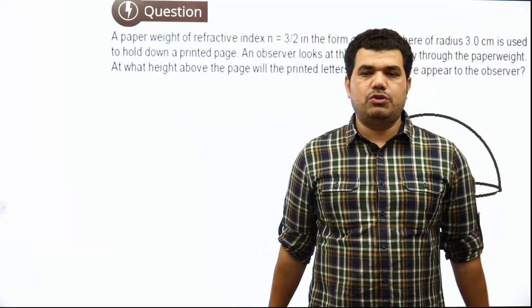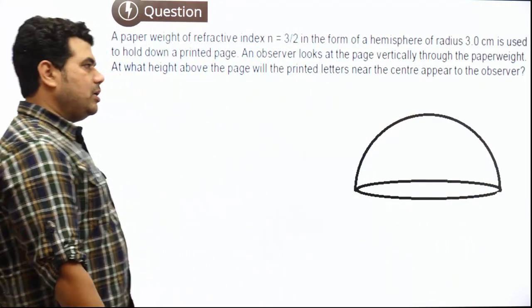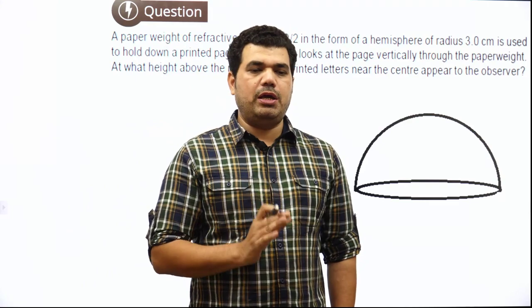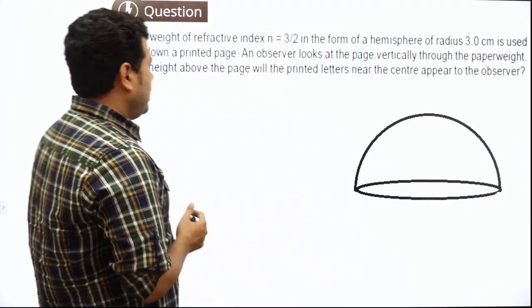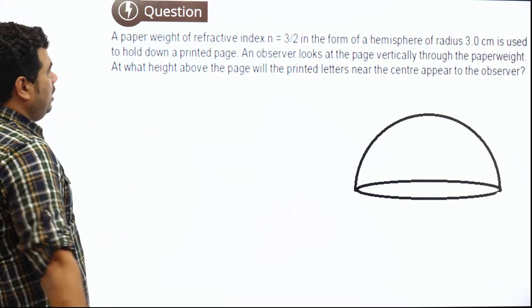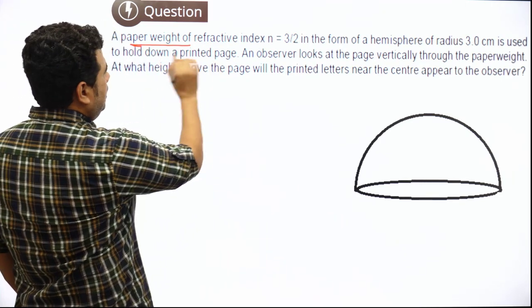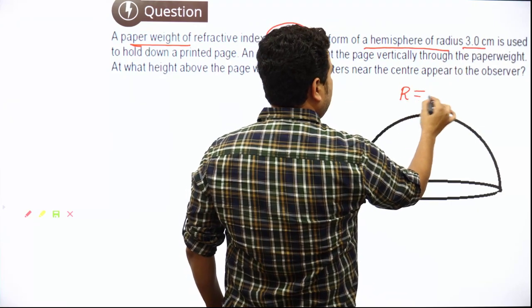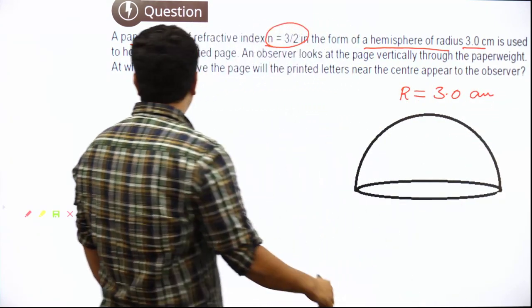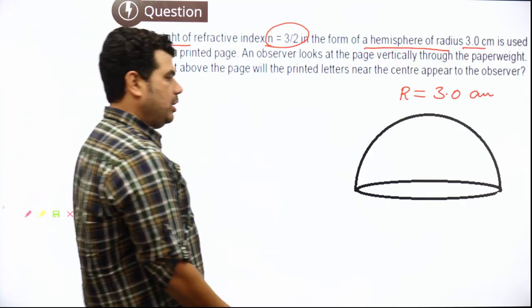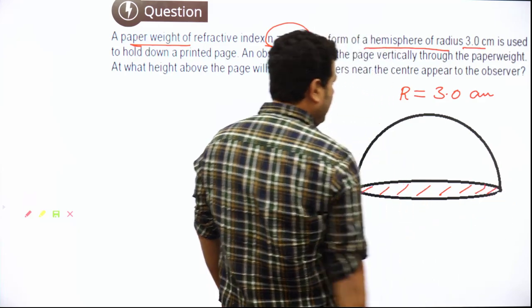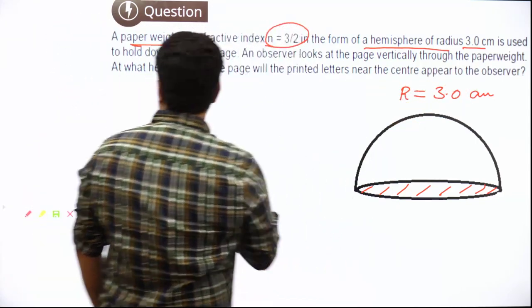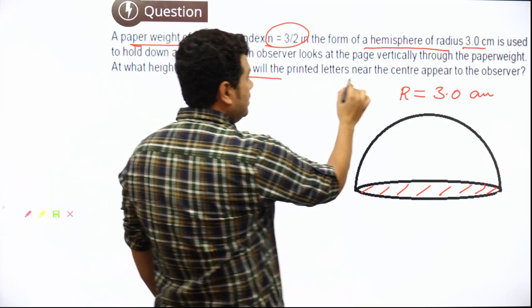Okay, so here is your first question. It's a very easy question, but conceptual. So conceptually, यहां पे आपके पास क्या है, you have just a hemispherical paper weight, with refractive index 3/2, in the form of a hemisphere of radius, so the radius of curvature here is given as 3.0 centimeter, used to hold down a printed page. Holding down a printed page means there is a printed page here, right? And now what you have to find, you have to find, viewed vertically through a paper weight, at what height above the page will the printed letters near the center appear.